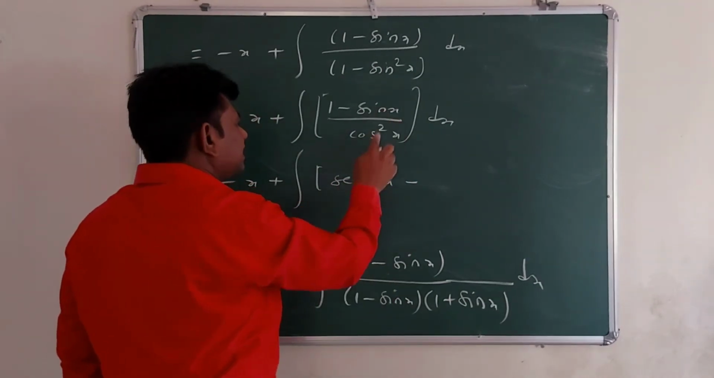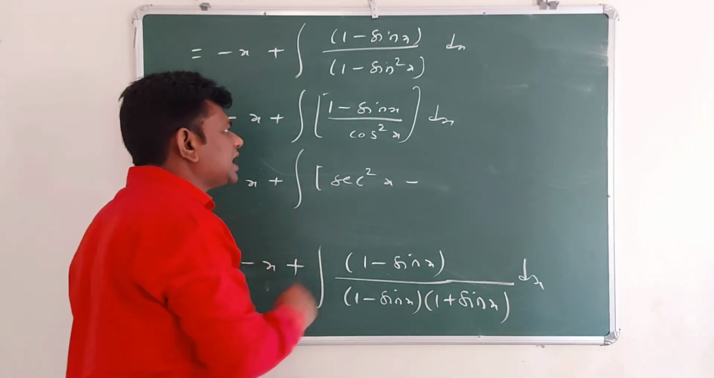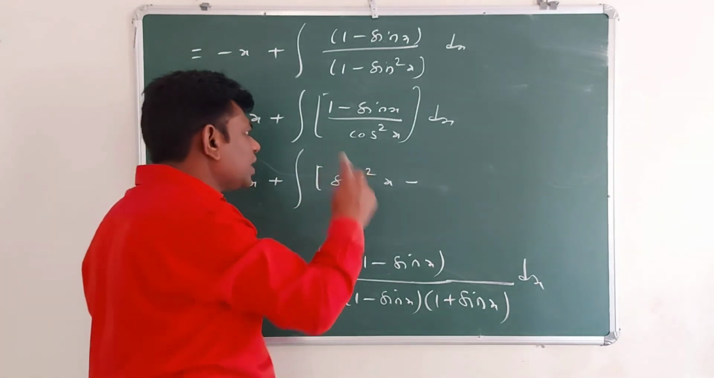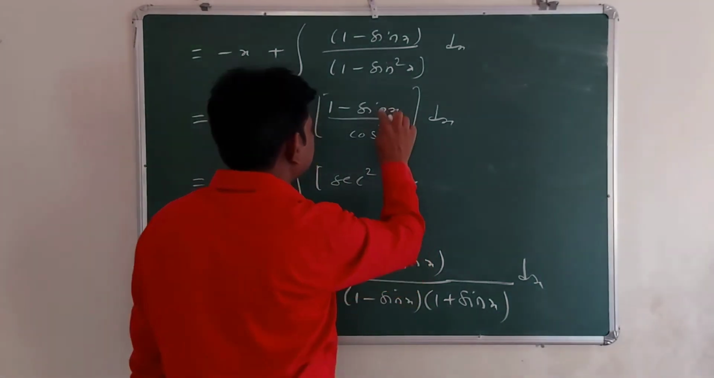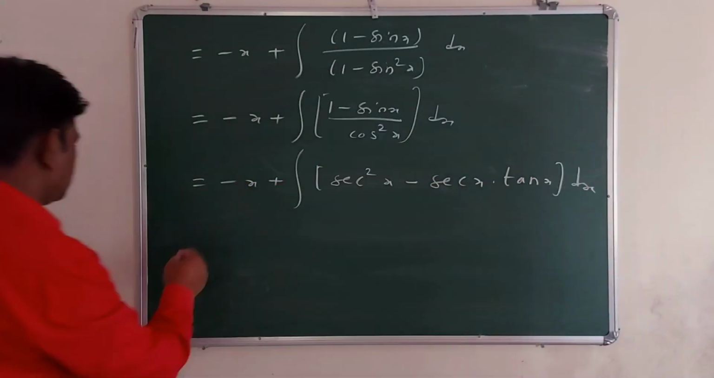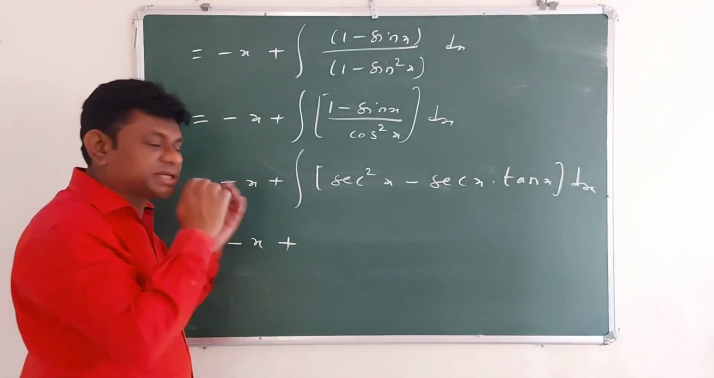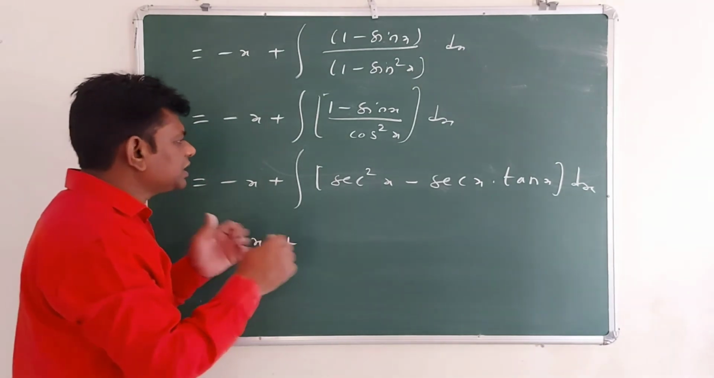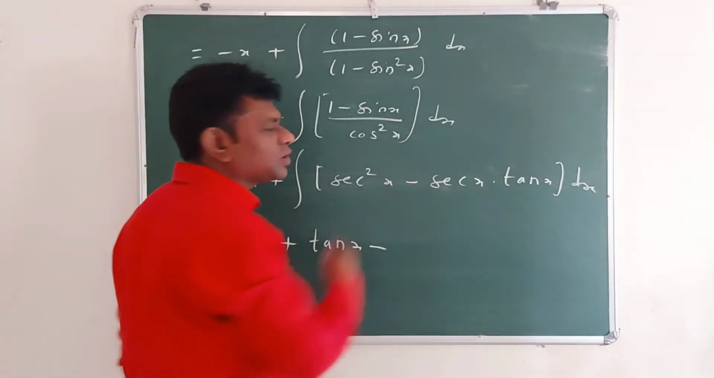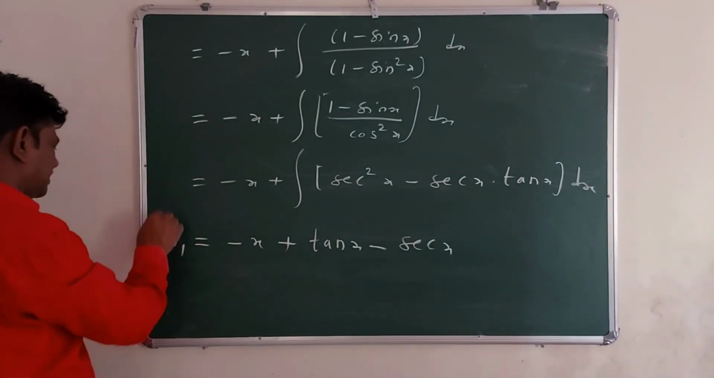minus now sin x upon cos square x. The sin x upon cos square x, so we write this as sin x upon cos x, that means tan x, and 1 upon cos x, that means sec x. So we write sin x upon cos square x as sec x times tan x. Now this is equal to minus x plus the integration of sec square x. Now the integration of sec square x is tan x, minus the integration of sec x tan x, which is sec x. So this is the V1.